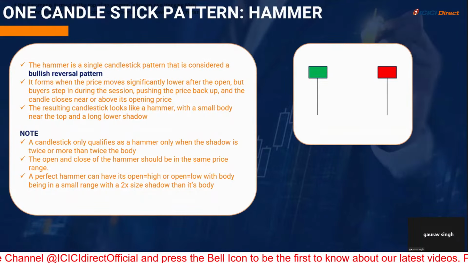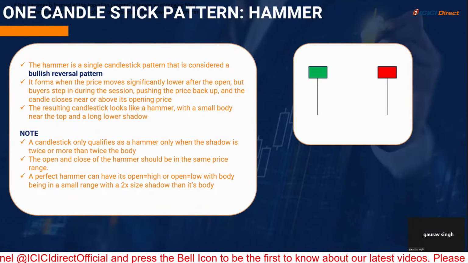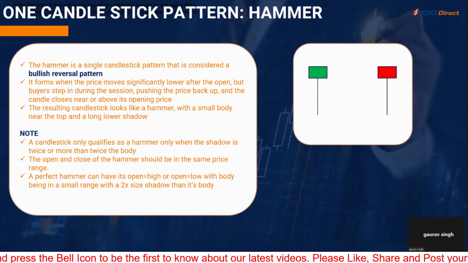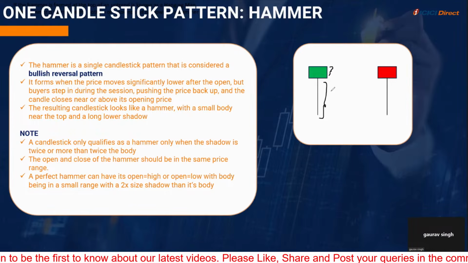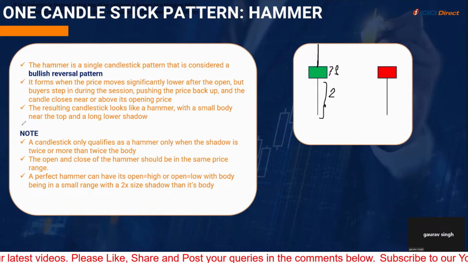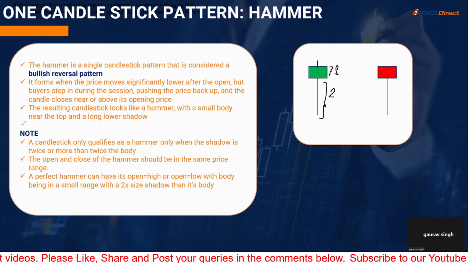After that, the next candlestick pattern we had was the hammer. Hammer is a bullish reversal pattern. Inverted hammer is a bearish reversal pattern. The condition for anything to qualify as a hammer is that the body size is 1x, and the wick size should be at least twice the body. There should not be any wick on the other side, or only a small wick would do, of this size. Keep this in mind.